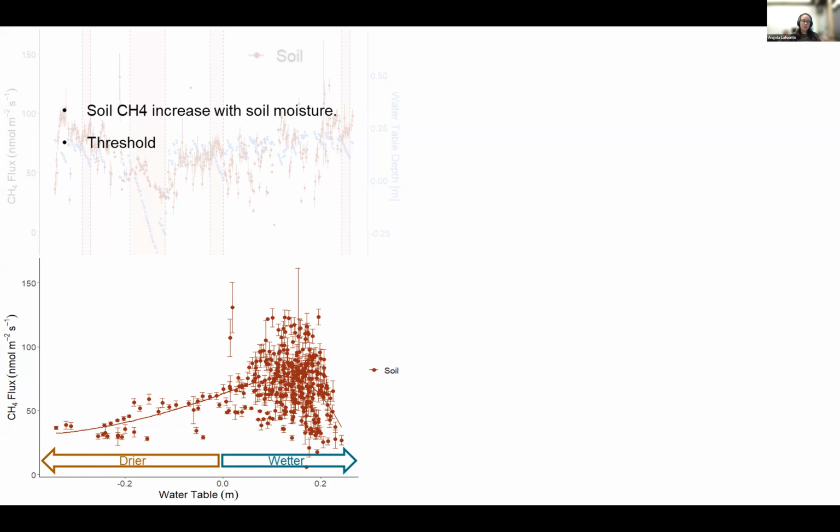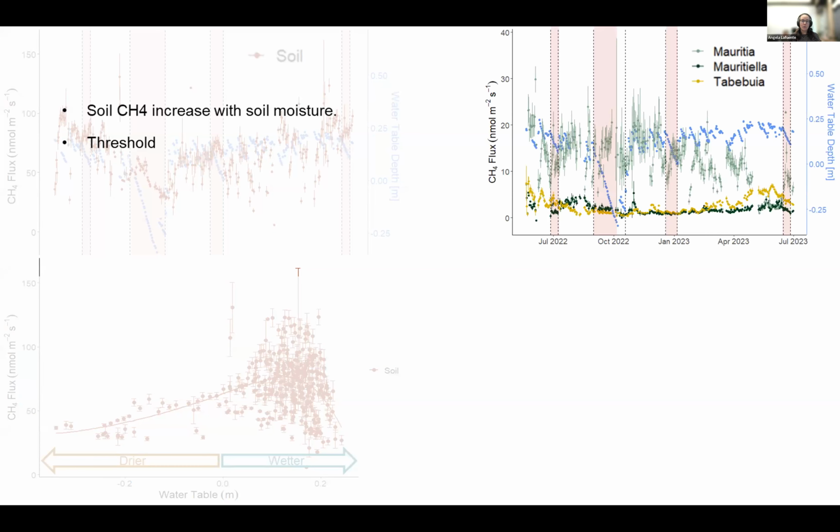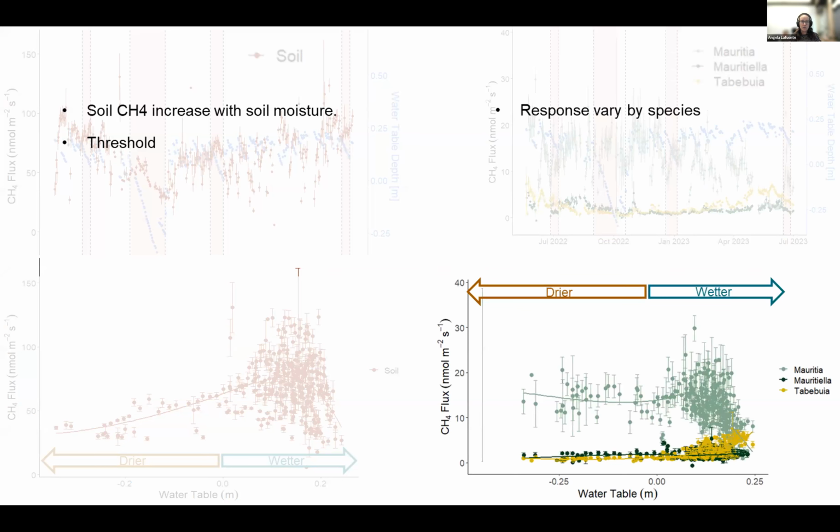When we look at the stem fluxes, we have measured Mauritia flexuosa, which is the dominant palm tree, Mauritiella, another palm tree, and Tabebuia, a representative tree. And we see a high temporal variability in these stem fluxes. Again, when we compare the relationship between the stem fluxes and the water table, we see that fluxes vary by species.